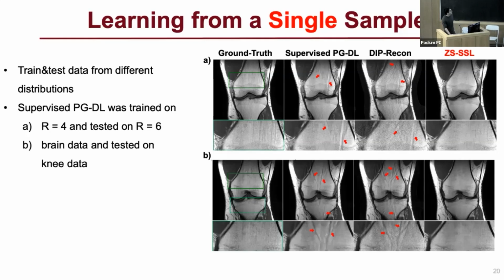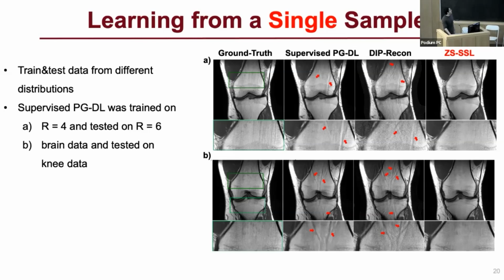And another extreme case is you take data, for example, train on the brain, and during test time, you want to apply it to the knee. Well, supervised deep learning, again, doesn't like that, and you can see the artifacts. Whereas, again, in zero-shot learning, you can do the reconstruction on the fly, and you have good reconstruction quality.